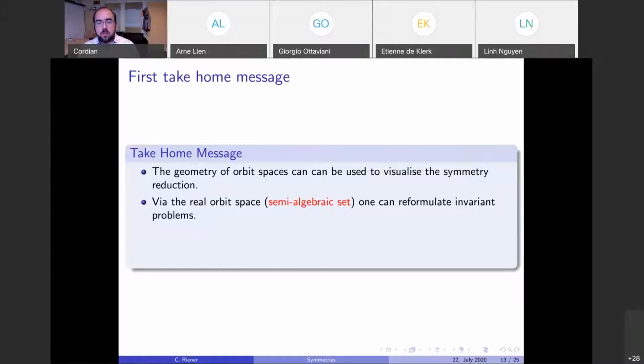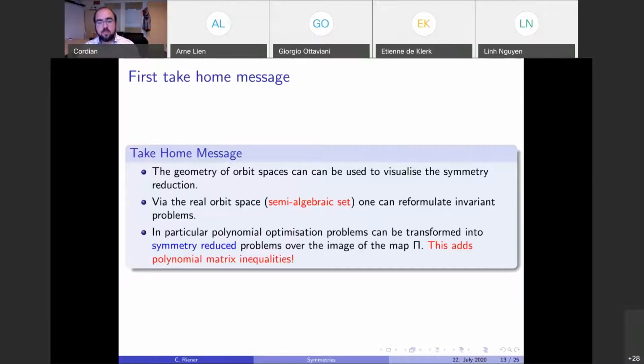However, this previous theorem tells us that there is a very nicely defined semi-algebraic set that we can use in our reformulation. And in particular, our polynomial optimization problems can be transformed into symmetry-reduced problems with polynomials that do not have any more symmetry, because we essentially factor the symmetry out over the image of this map pi. And the price we have to pay if we want to do this over the reals is we have to add a polynomial matrix inequality to that.